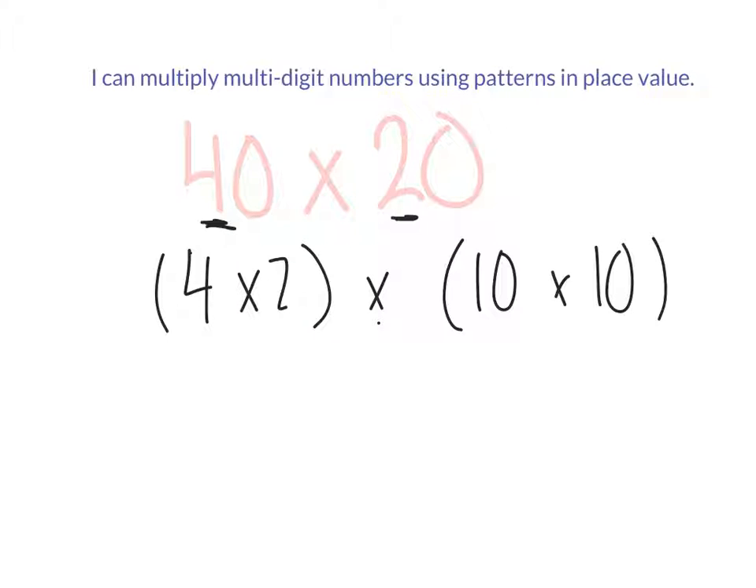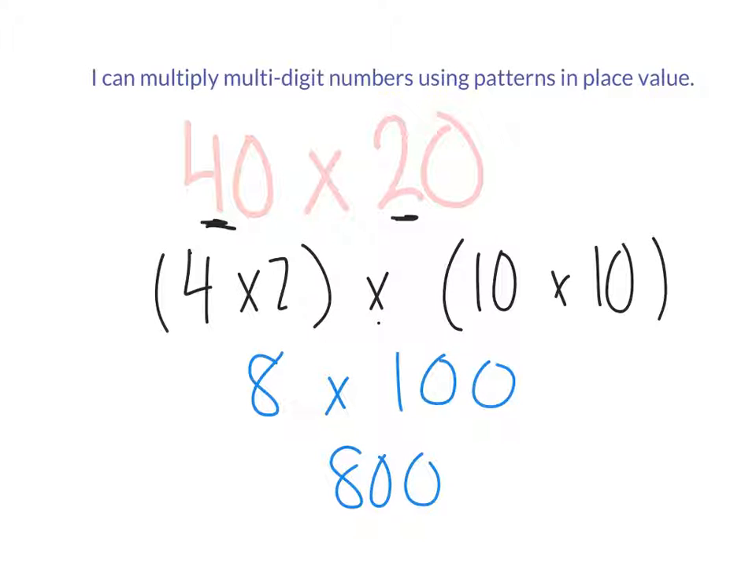So if I solve this, I always start from the left, just like I'm reading. 4 times 2 is 8, times 10 times 10, which I know that's easy, that's 100. So now my problem gets a little easier to solve. 8 times 100 is 800. It's just a more complicated way of showing that 40 times 20 is 800. Instead of just doing 4 times 2 is 8 and adding my zeros, I can actually see why 40 times 20 ends up with a product of 800.